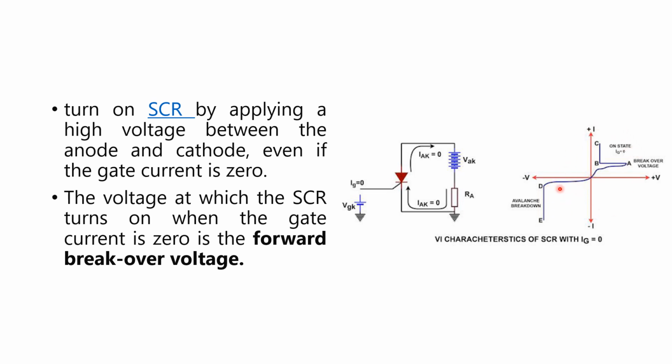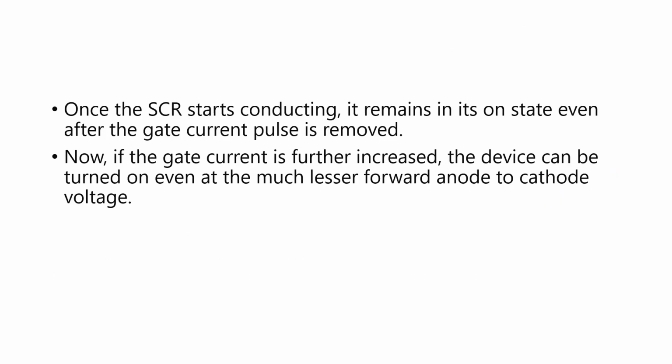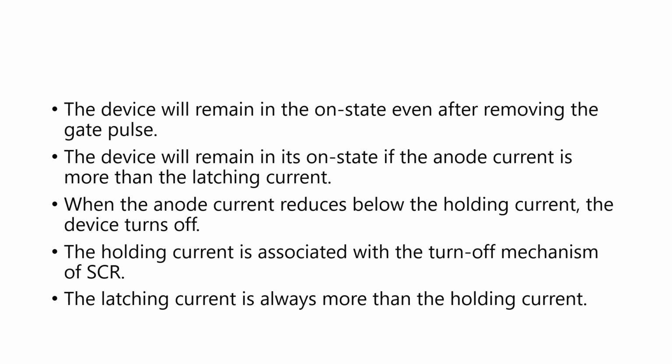With this we can go for the VI characteristics of your SCR. Once the breakover voltage is happening, after that your conduction will start increasing. Here, this is the reverse breakdown voltage, the reverse breakover voltage. So in the various modes of operation of the SCR, once you give the gate signal voltage to the gate, your device will be turned on.